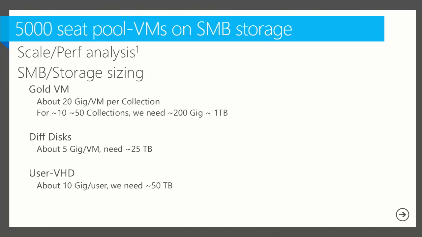Sizing: 20 gigs per gold VM, just like before. Maybe because you've centralized now, you have 10 to 50 collections. That's about 1 terabyte for the gold VMs, probably on the SSDs. The diff disks are small, 5 gig, but they add up. You need 25 terabytes on your central storage. And the user VHDs, we discussed earlier, no difference. 10 gig per user says we need about 50 terabytes on the central storage. The requirements on your central storage get really hefty.